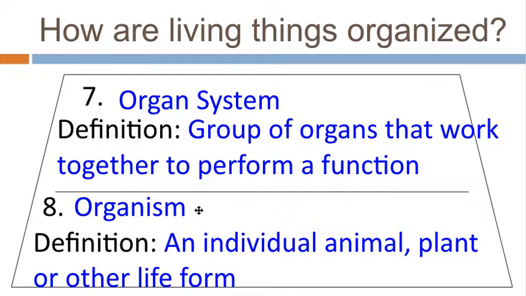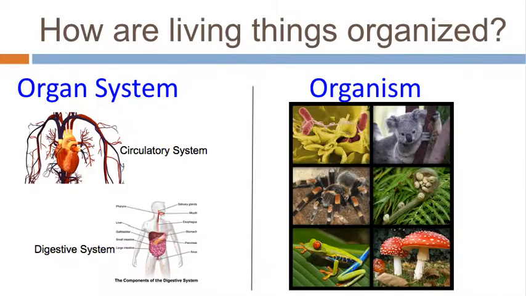Okay, then we take those organ systems, we put those together to make the organism. You hear the word organ a lot? Yeah, so organism, that's an individual animal, plant, or another form of life, like bacteria or fungi. Those are forms of life. Those are all organisms. Okay, so again, write these into your notes and look at these examples.